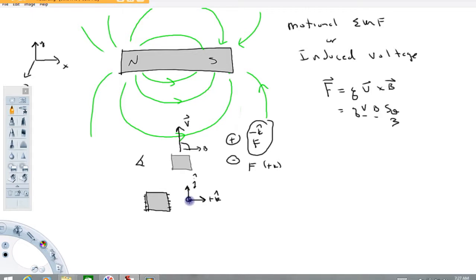All right, so looking from this viewpoint here, as this conductor moves through this magnetic field, we're going to get a charge configuration that's going to look something like this. So now what's going to happen is we're going to get an electric field inside of the conductor. And it's going to point this way.